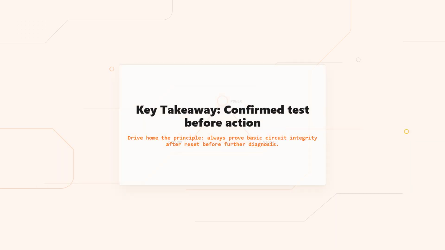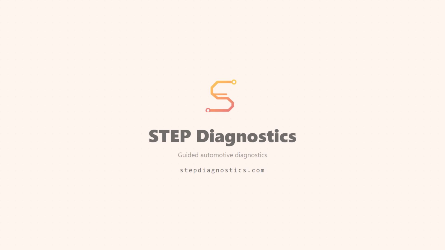After any battery or module reset, DTCs are a starting clue, not a verdict. Always use a loaded meter test for power, ground, and signal before considering replacement. This approach catches overlooked connection problems and saves hours of guesswork. You're now prepared to approach DTCs after a battery or module reset with confidence.